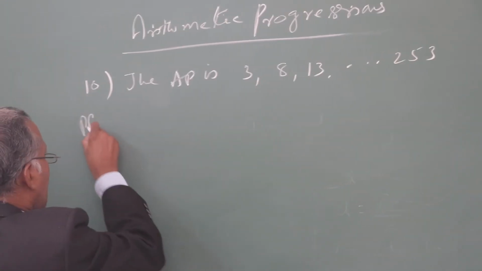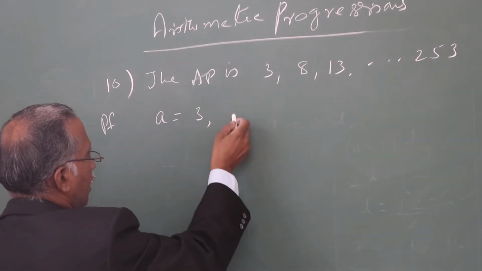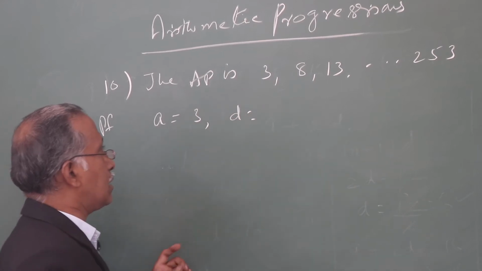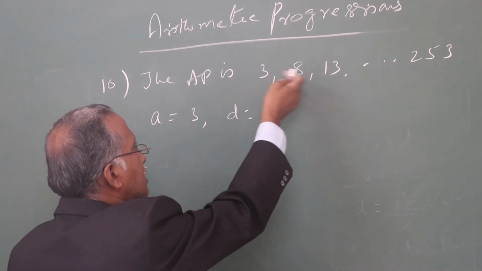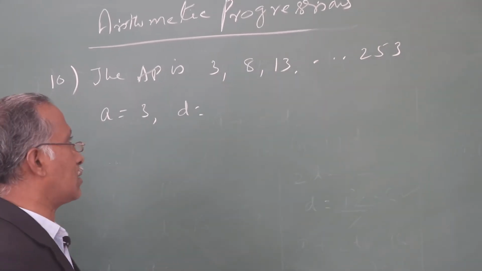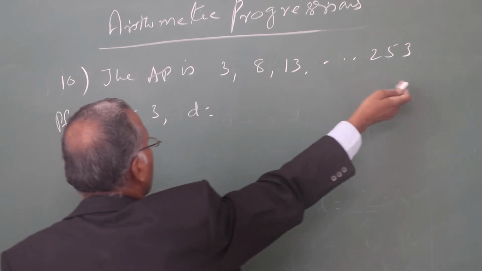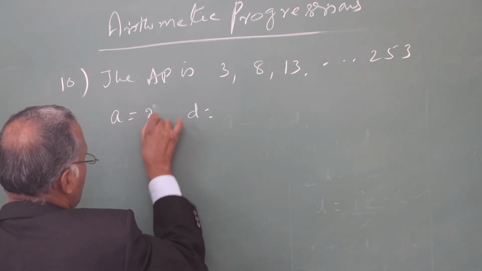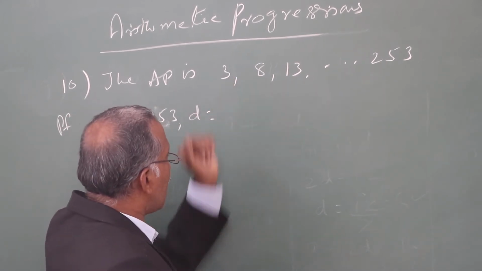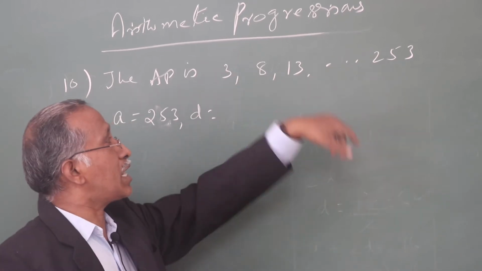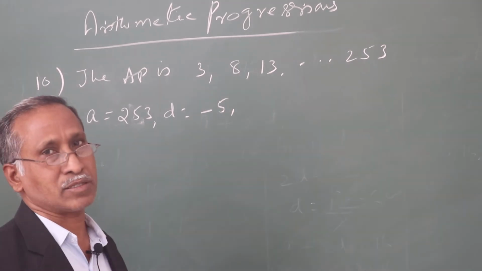Now, they have already given that it is an arithmetic progression. Then what is the first term here? a is equal to 3. What is the common difference? 8 minus 3 is 5, 13 minus 8 is 5. But we have to calculate from the last term, therefore a is equal to 253. Common difference from this side is 8 minus 3, which is 5, but from that side, 3 minus 8 is minus 5, so the common difference is minus 5.